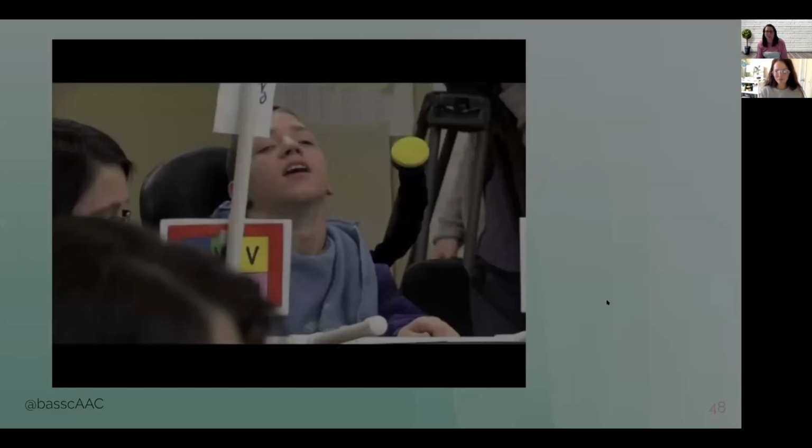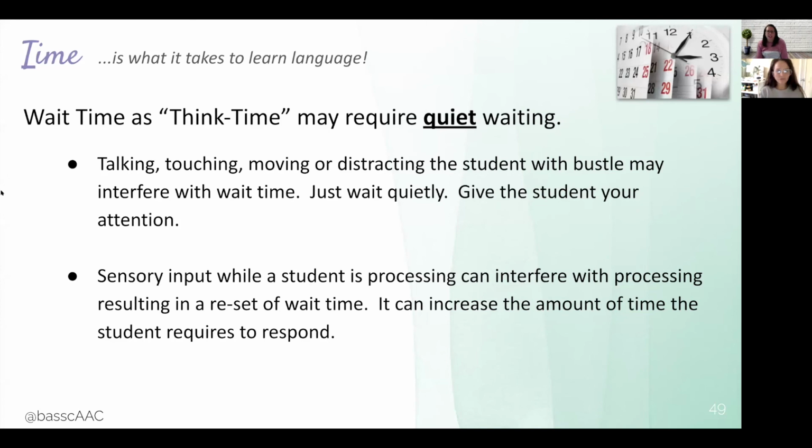All right, wait time is think time and may require quiet waiting. Maggie just introduced it, a perfect lead-in there, but it's quiet waiting because any kind of visual or auditory interruptions are going to essentially restart the whole process.